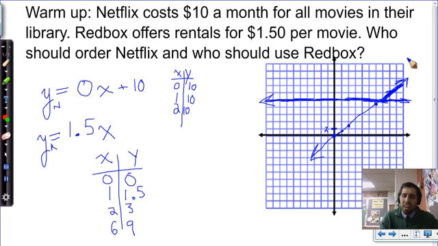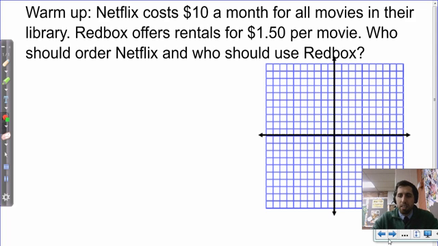Solving systems is finding the point where two equations cross, where they have the same x value and the same y value at the same time. So in this case, it'd be what number of movies will cost the same either way, which is the decision where it really doesn't matter. You're going to pay the same for the same number of movies. So this is what we're working with. Let's get into some practice problems.